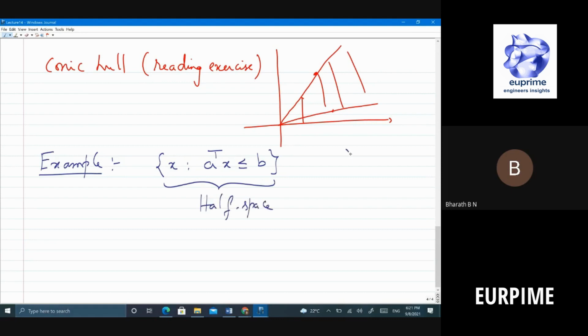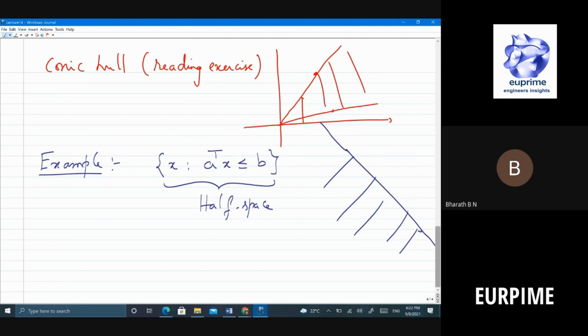Why is it called a half space? If you have this, it's all the space below that hyperplane. This is an everlasting hyperplane; by definition, a hyperplane means everlasting. So it's half the space below it. Do you agree? That's why it's called half space.